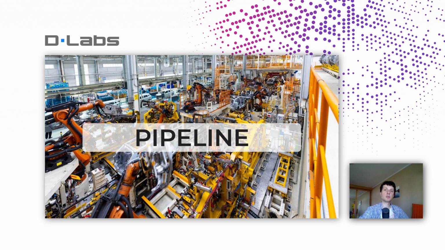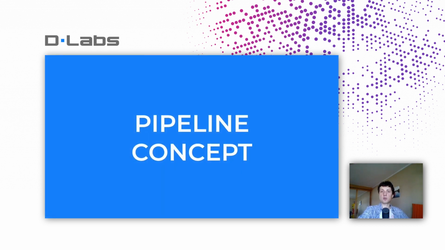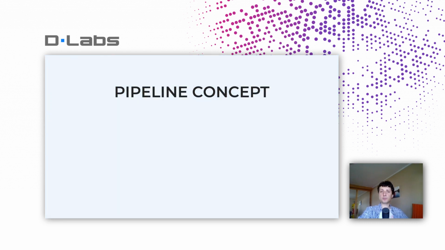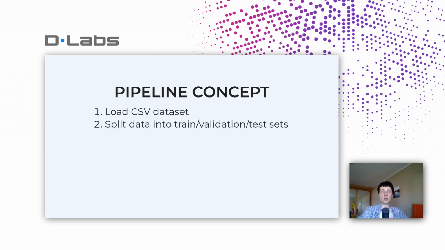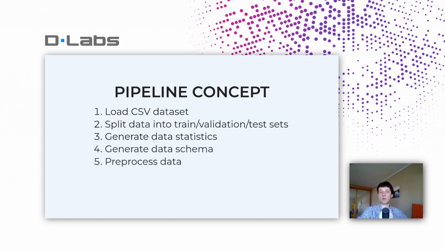So let's build a pipeline for training our model. First, let's talk about it on the conceptual level. What should such a pipeline do? Well, first of all, we want to load a CSV dataset. Then we want to split this dataset into training, validation, and test sets. Then we want to generate data statistics for the imported dataset. We want to generate the schema of this dataset. We want to pre-process the data, so do all the feature engineering, label encoding, all this kind of steps.